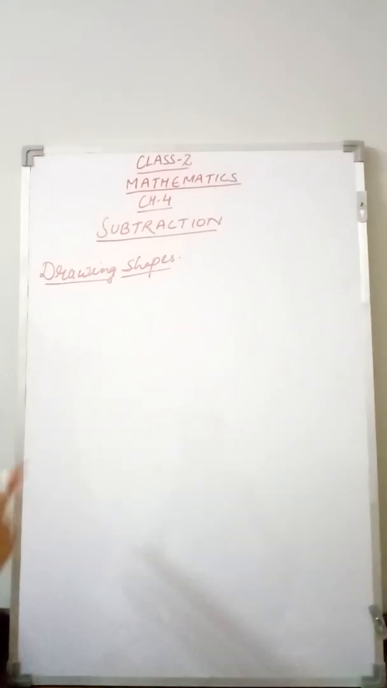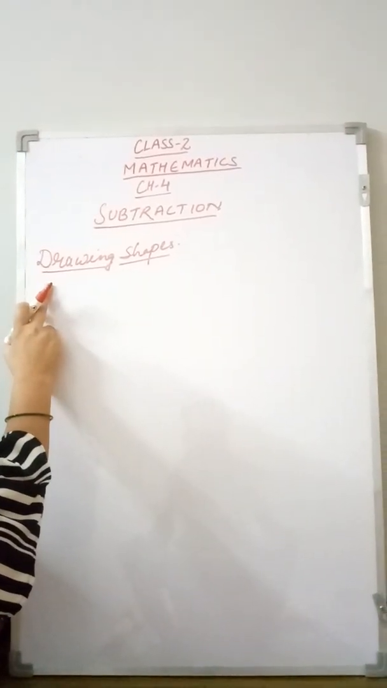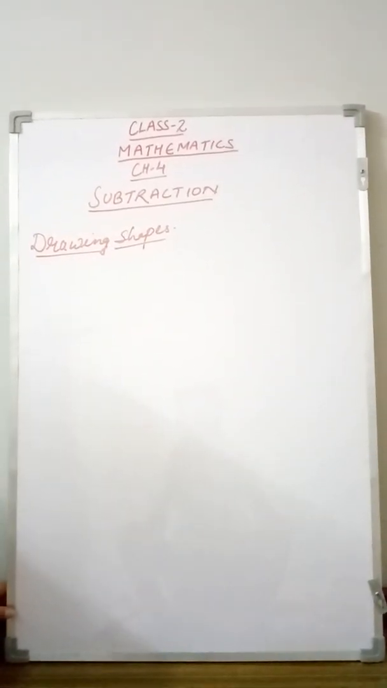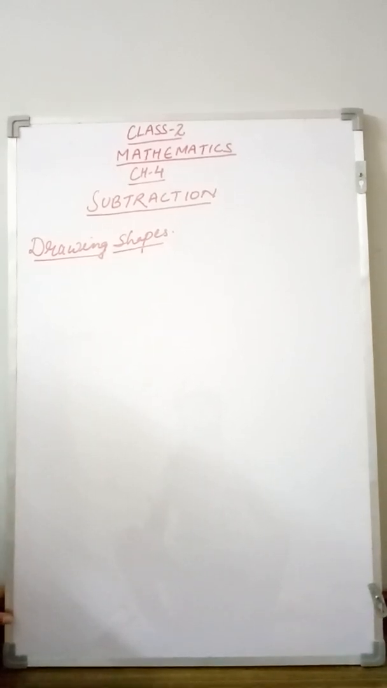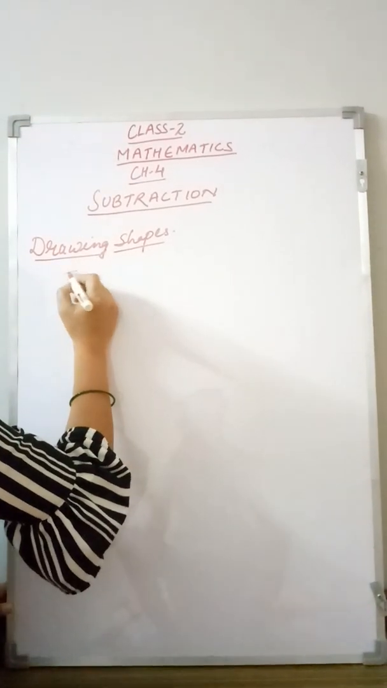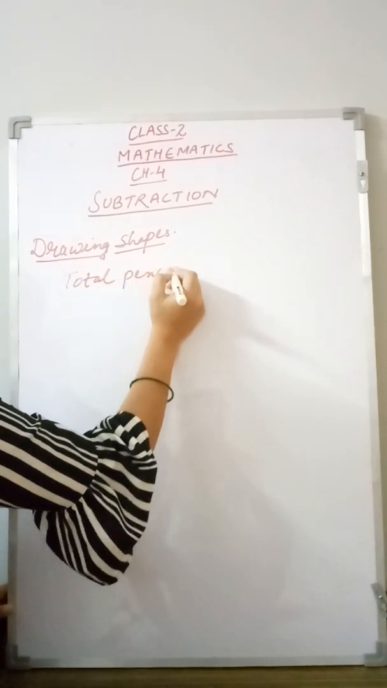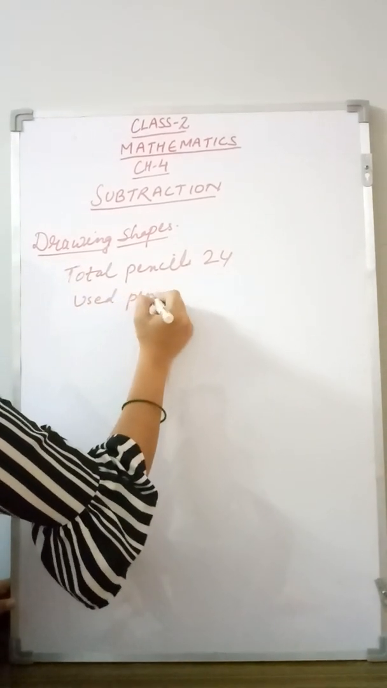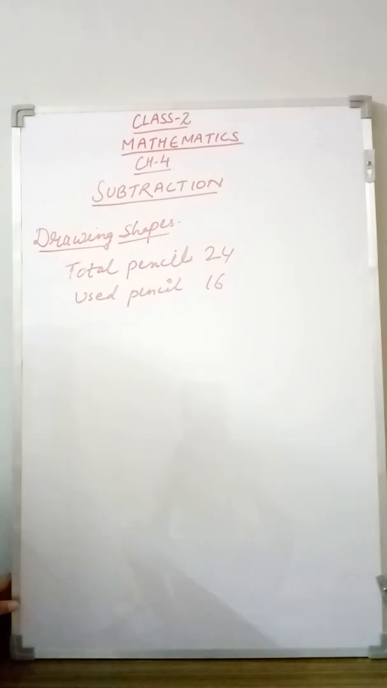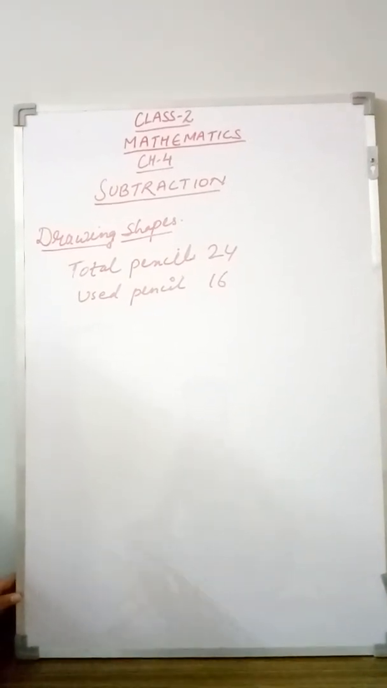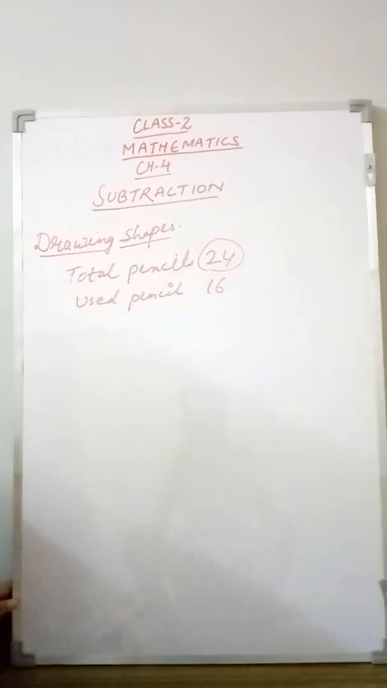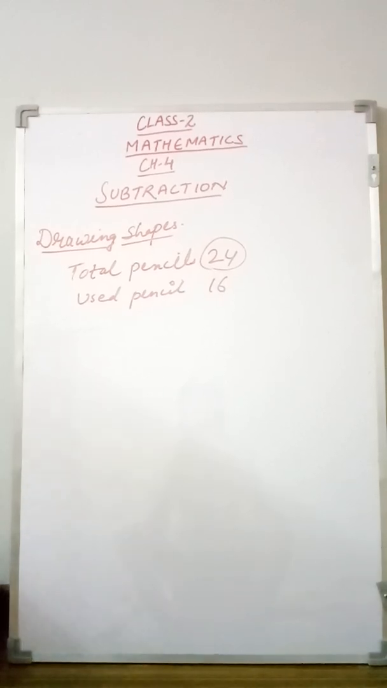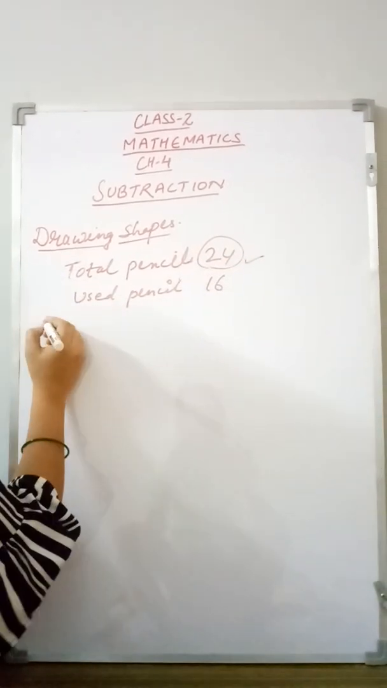Now students, I'm going to explain the first method of subtraction, that is subtraction by drawing shapes. I'll take the same example, that the number of total color pencils is 24, and out of this, used pencils are 16, right? So how can we calculate the difference of these two numbers? By drawing shapes. This is the bigger number. The bigger number is called the minuend, and the number which is subtracted from the bigger number is called the subtrahend. So whatever minuend is given in the question, we have to draw the shapes.